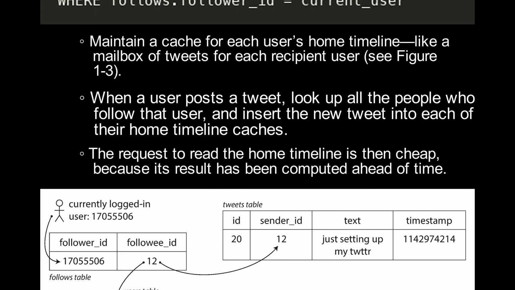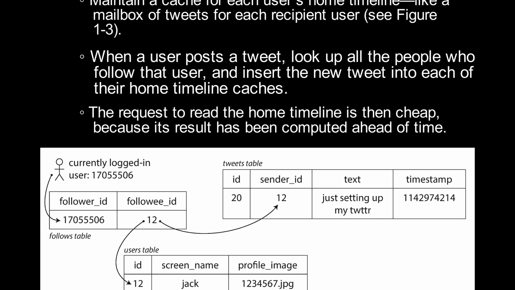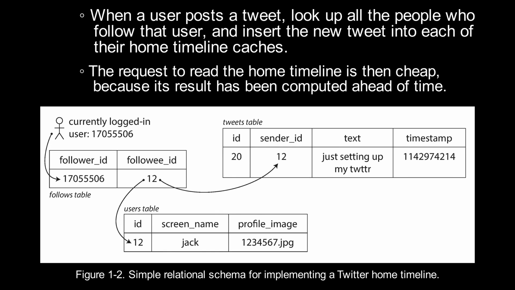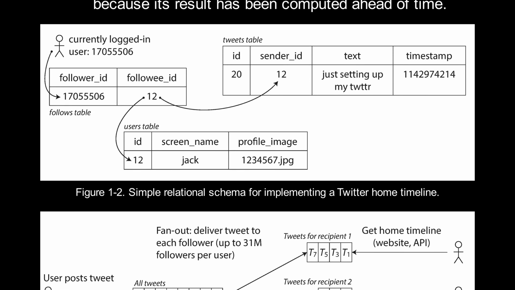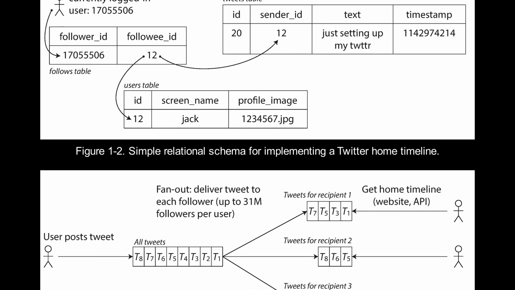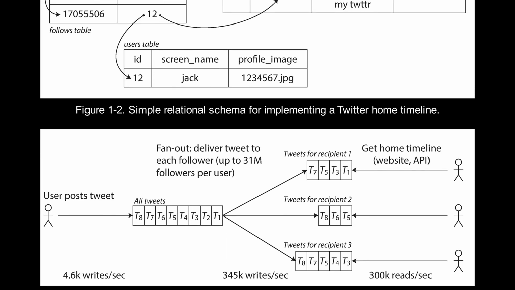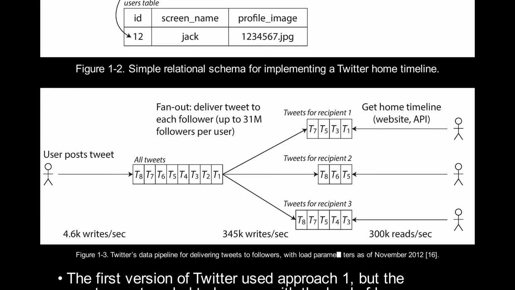Figure 1-2. Simple relational schema for implementing a Twitter home timeline. Figure 1-3. Twitter's data pipeline for delivering tweets to followers, with load parameters as of November 2012.